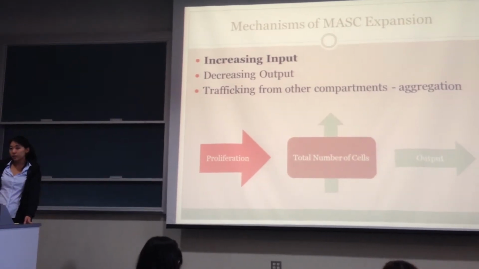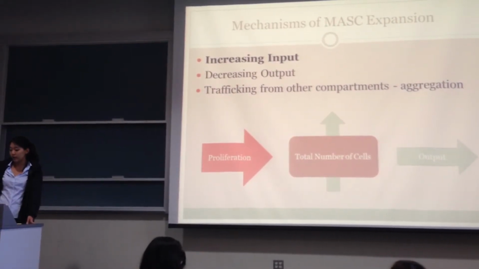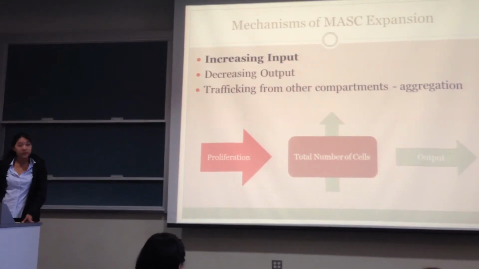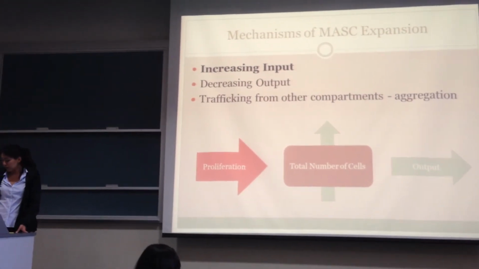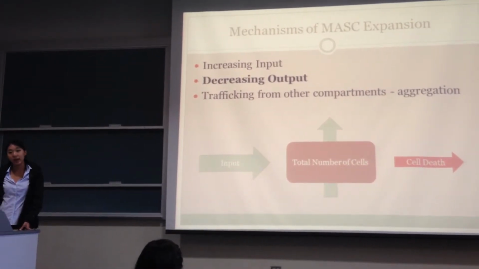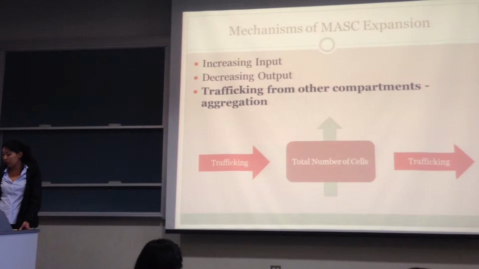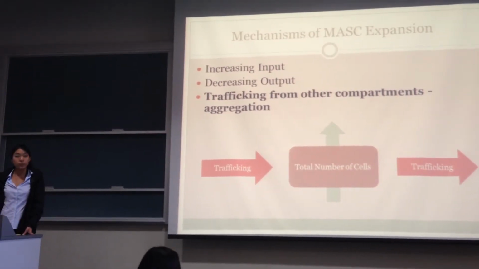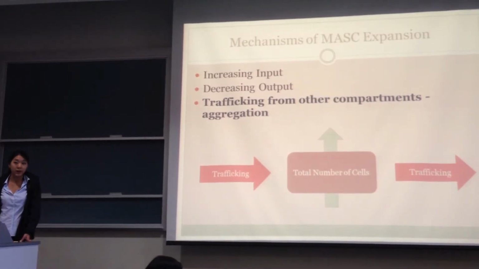So how does the body go about increasing the population of cells? One way is to increase the input, that is to say, proliferation. Another way is to decrease the output, or decrease cell death. And the third is to traffic from other compartments, or aggregate. So to bring in the cells from other areas of the body into one area.